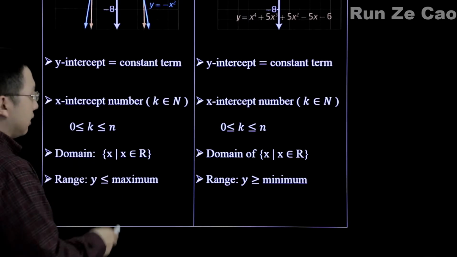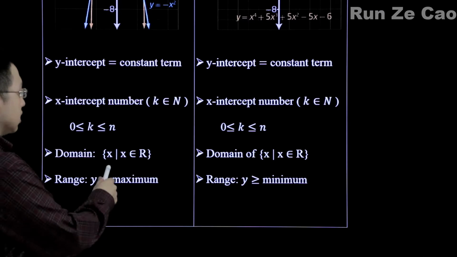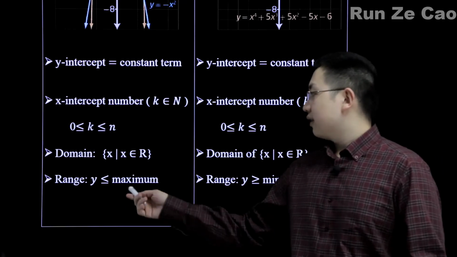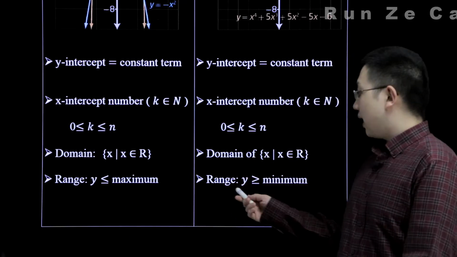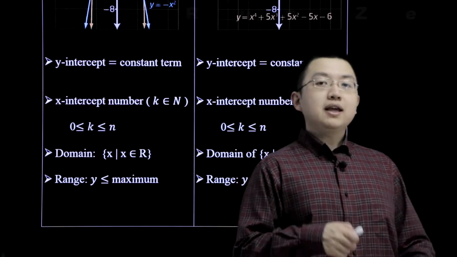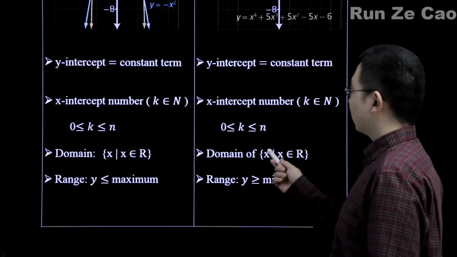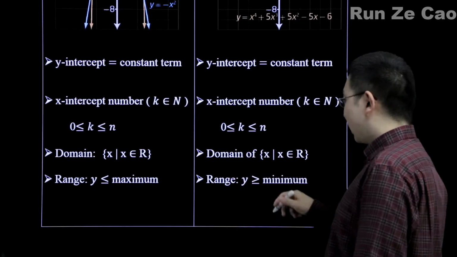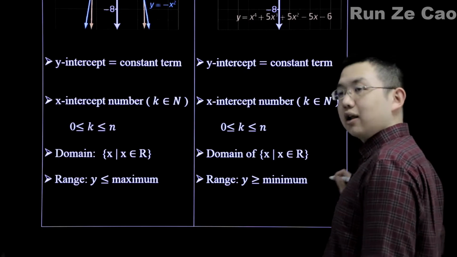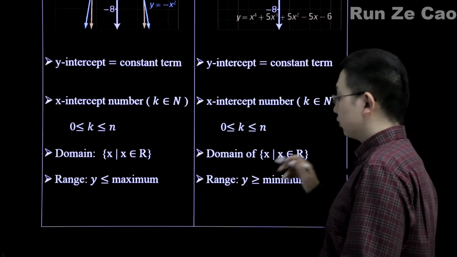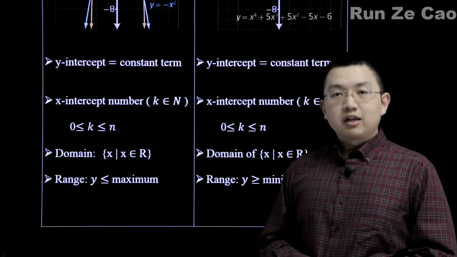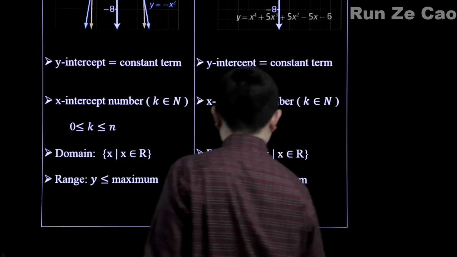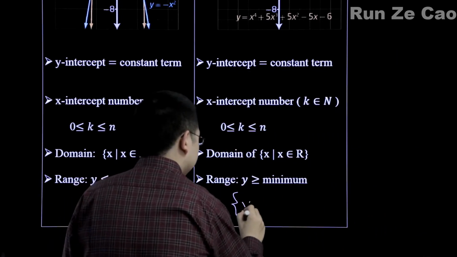So the domain is written the same way, x such that x is an element of the real numbers, and the range is going to be y smaller than or equal to maximum, or y larger than or equal to minimum. Depending on how picky your teacher is, you might actually have to write the set of y such that y is smaller than or equal to maximum or bigger than or equal to minimum. Some teachers even ask that you write y is an element of the real numbers and then write it. So say it like this.